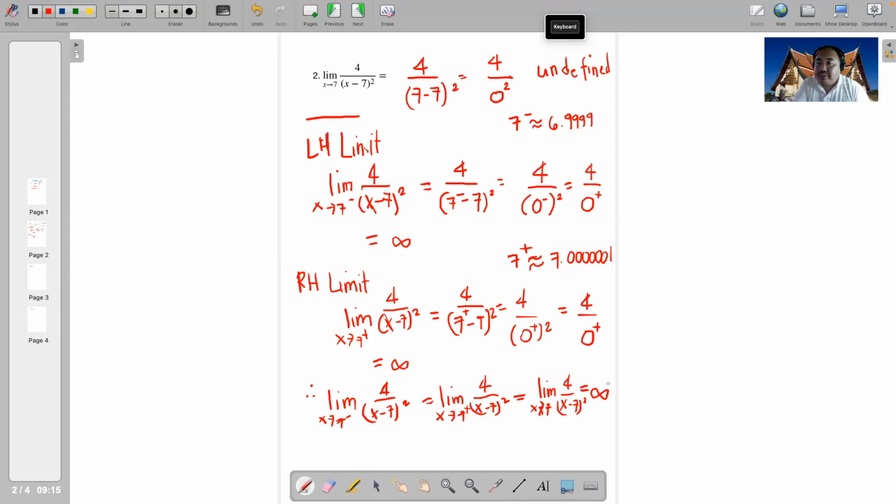Again, what we used is to first investigate what is the left-hand limit and also the right-hand limit. It so happened that the two of them agreed, and therefore the limit of the function as x approaches exactly 7 is positive infinity. Okay, now let's have another example.